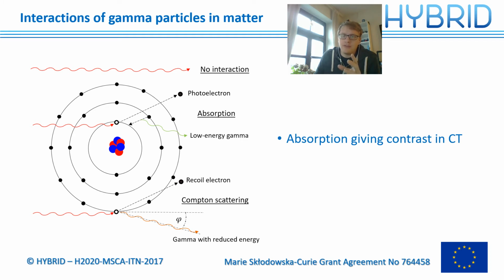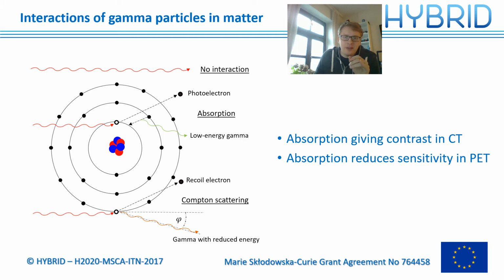We just got a really fast electron and a low energy gamma, but our original high energetic gamma particle is stopped. And obviously we don't want that in PET because then we can't measure the coincidences of the particles, the gamma particles we want to measure. We come to what coincidences are in a minute.